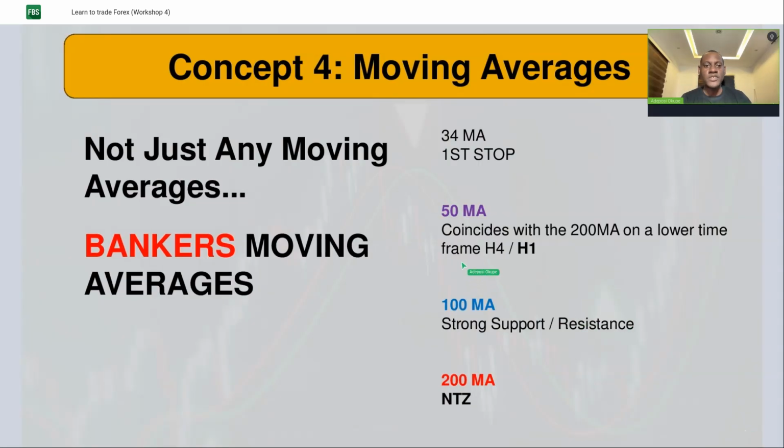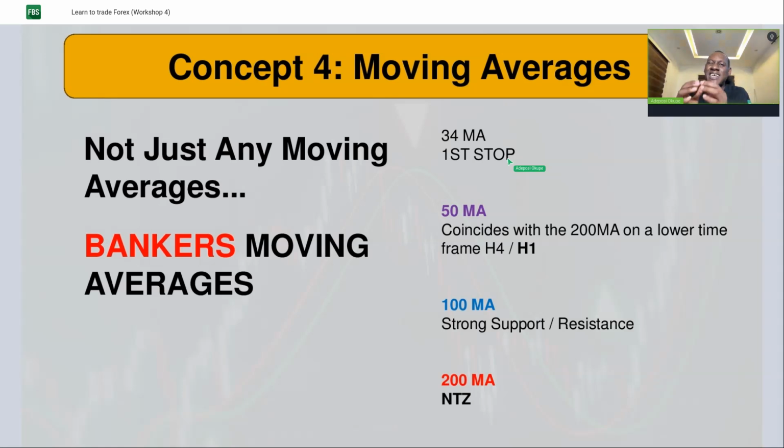So let's talk about moving averages. We use 5 moving averages. These are called bankers moving averages. I've shown you all this in the pre-workshop instructions, so you can go back and use those videos to set this on your chart. I'm not going to explain how to do that here. But we have the 34 simple moving average, the 50 simple moving average, the 100 simple moving average, and the 200 simple moving average.